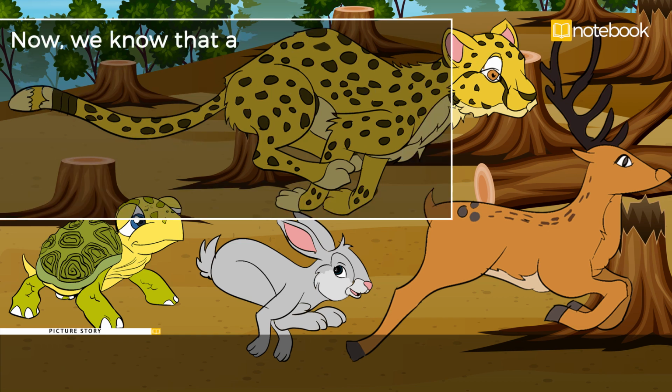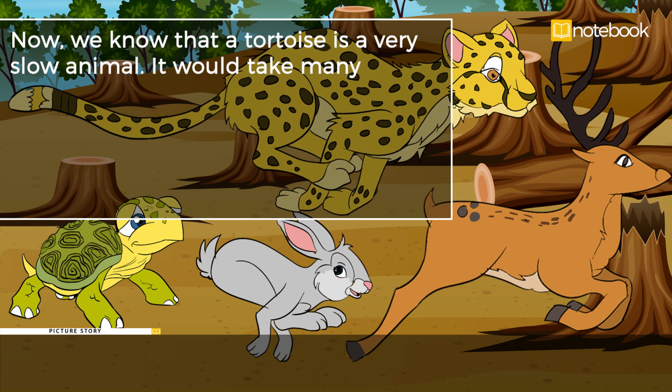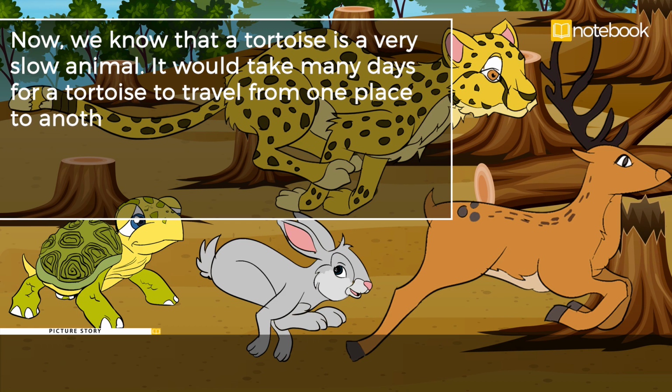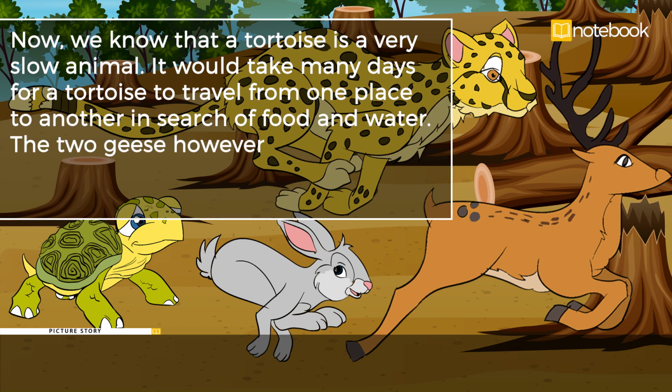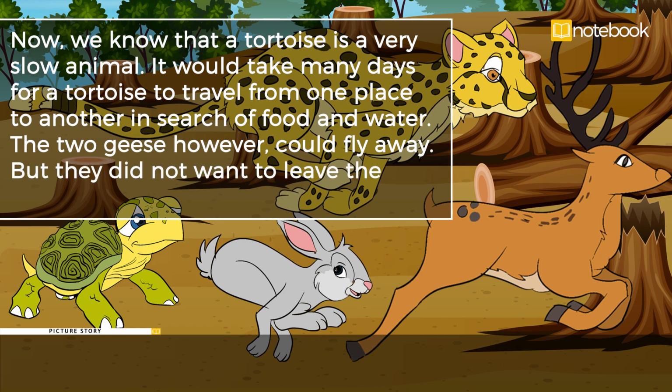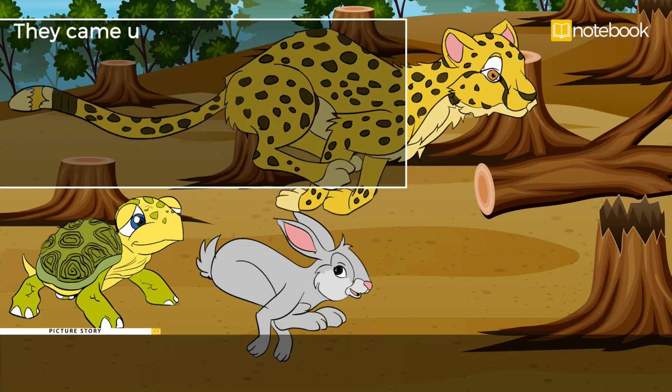Now, we know that a tortoise is a very slow animal. It would take many days for a tortoise to travel from one place to another in search of food and water. The 2 geese, however, could fly away, but they did not want to leave their friend behind. They came up with a very intelligent plan.